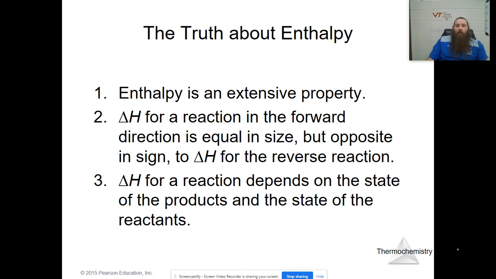Delta H for the reaction in the forward direction is equal in size, but opposite in sign to delta H for the reverse. This is going to be important in a minute when we start talking about Hess's law, which I know we've mentioned before. The final thing we need to know is that delta H depends on the state of the products. So there's potentially more delta H in the liquid form of something than the solid form or the gas form or whatever. So the state matters. And when you see the delta H table in your book, you'll notice it's organized based on solid, liquid, gas, or sometimes just solid, liquid, depending on what they've got.